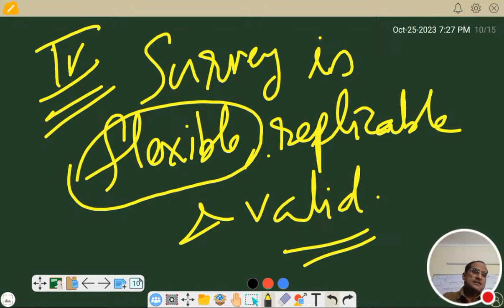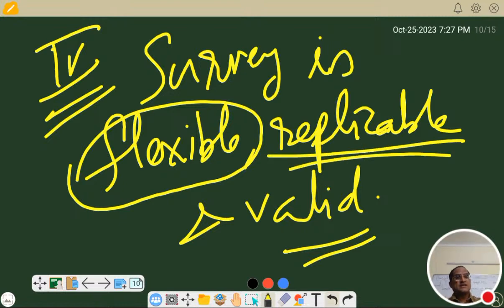Then, the survey we are doing in a district in Azamgarh can be replicated. The same survey can be done in another district, Ghaziabad also. It's a replicable method. The same survey done in one area can be paralleled into another area. And it's a valid method.